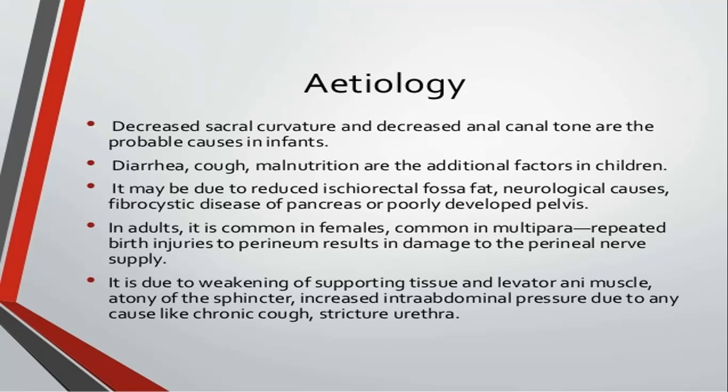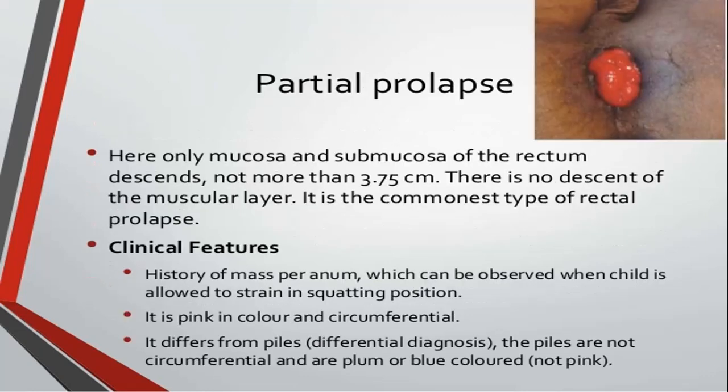Any cough or diarrhea are also reasons. In the partial type, there's only a pinkish area which comes out from the anus. The patient comes to you with a complaint of something coming out from the anus. It can also be associated with bleeding. Prolapse can cause bleeding, pain, and discharge, so incontinence too. These are the associated factors.